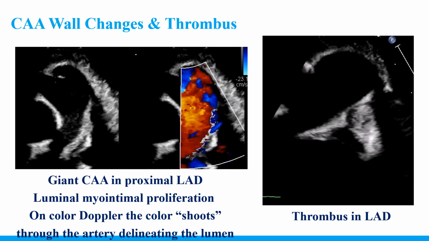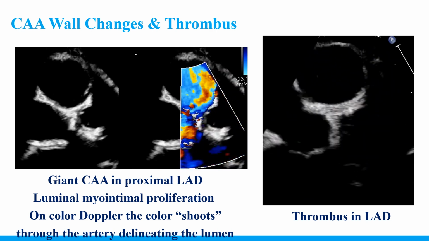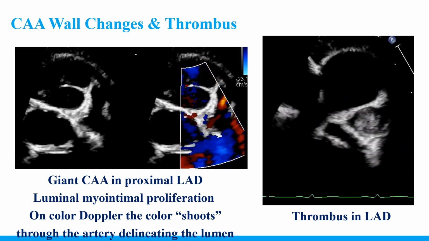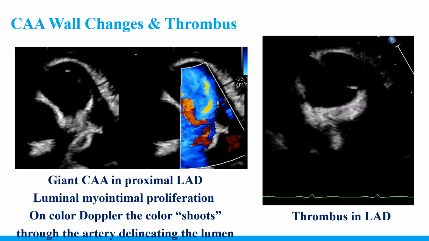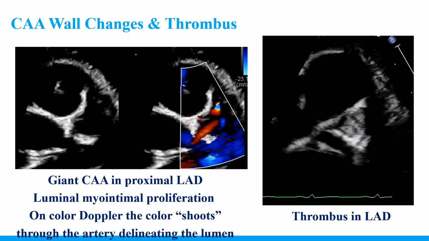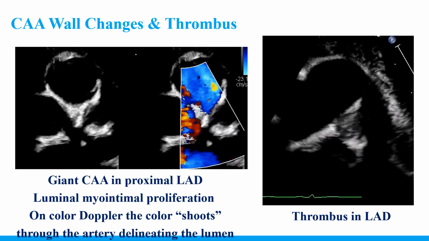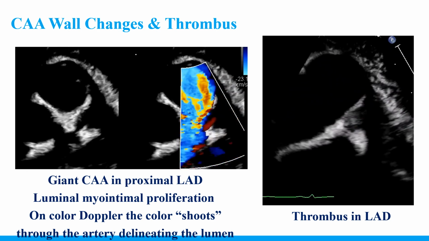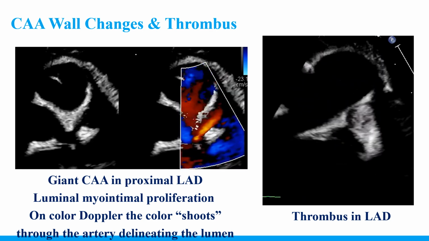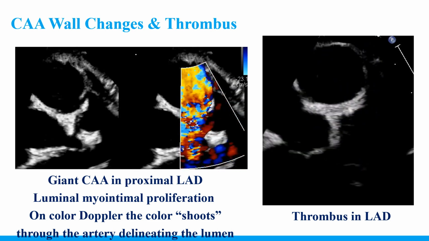So, in summary, we went over how to evaluate coronary arteries in Kawasaki disease children by echo. Why do we quantitatively and qualitatively assess them? And what else do we look for other than evaluating the size of the aneurysms, their number and location? And we looked at some of the coronary artery wall changes that occur.